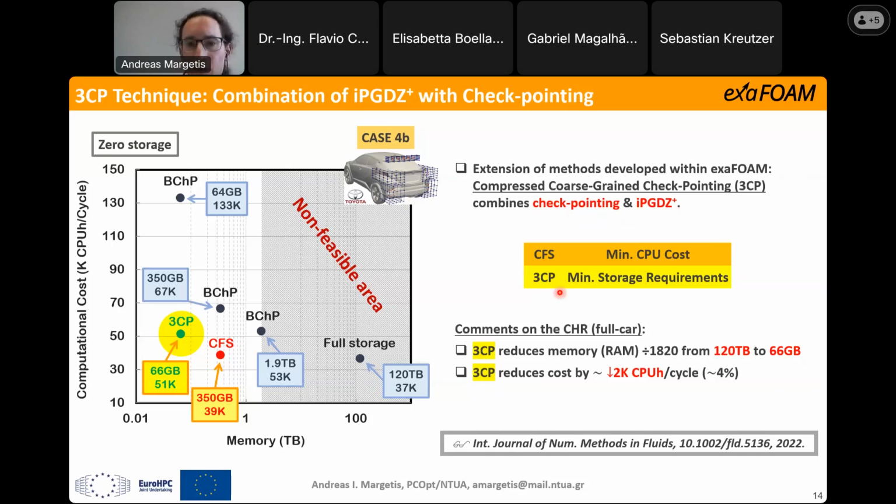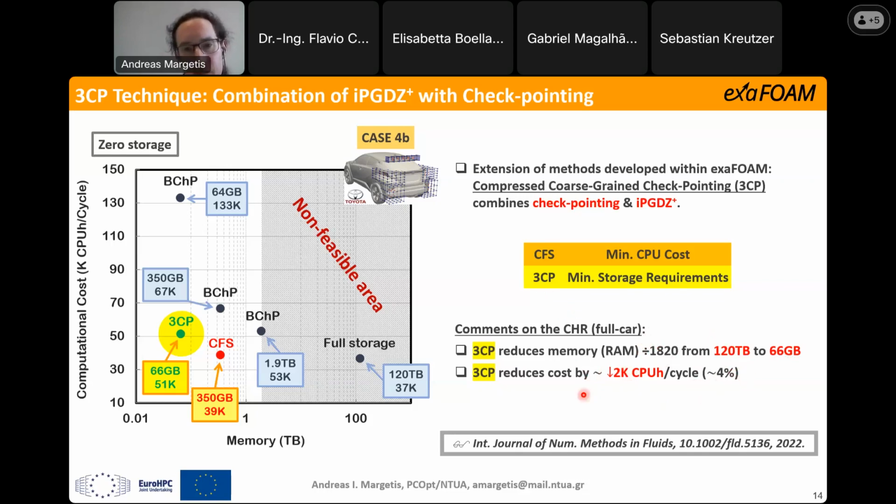The two techniques that we have now in our hands, CFS and 3CP, are complementary to each other, since with CFS, our target is to minimize the computational cost by eliminating the need of flow recomputations, whereas with 3CP, our target is to reduce the storage requirements as much as possible, allowing an increase in the CPU cost compared to CFS. In the CHR case, 3CP reduced the memory requirements by almost 2,000 times, from 120 terabytes to just 66 gigabytes, while it also managed to reduce the cost slightly by 2,000 CPU hours, or 4% compared to the reference run.